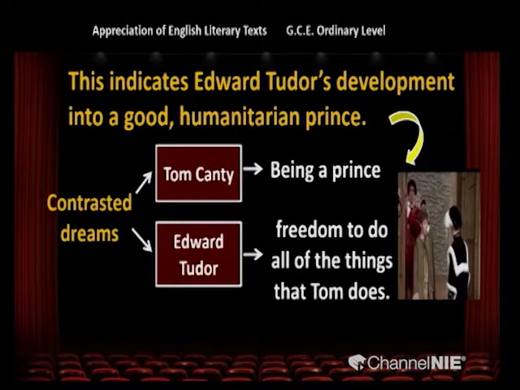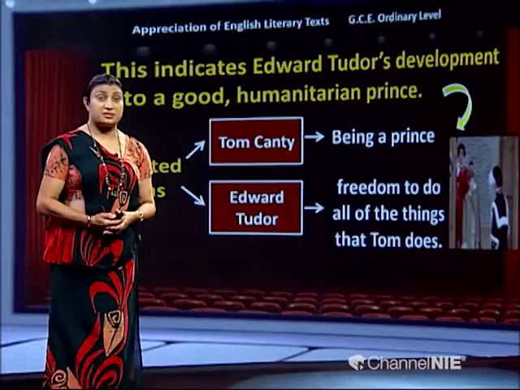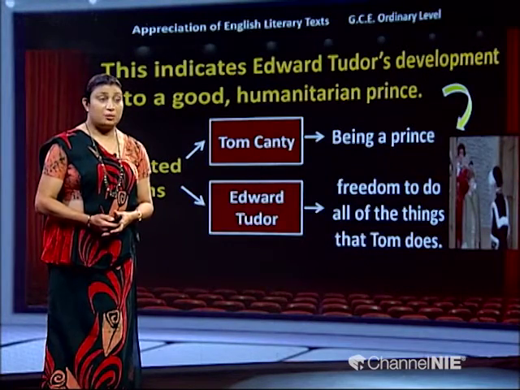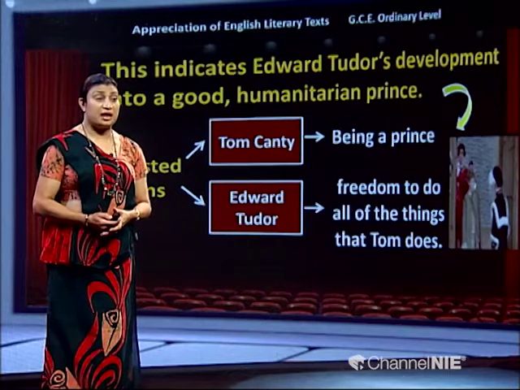Yes, so we find two contrasted dreams. What are these contrasted dreams? You can see Tom Canty is dreaming of being a prince. On the other hand, Edward Tudor, the prince, wants to have a freedom like Tom. So he likes to do all the things that Tom does. So you can see in the picture, both of them talk about their lives.